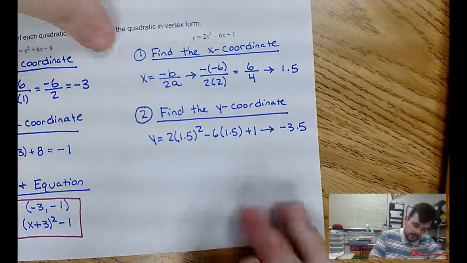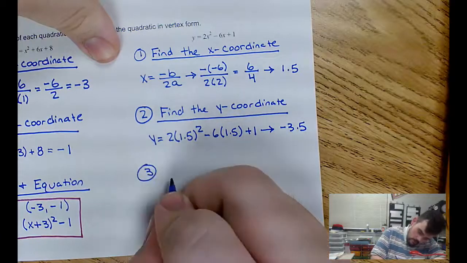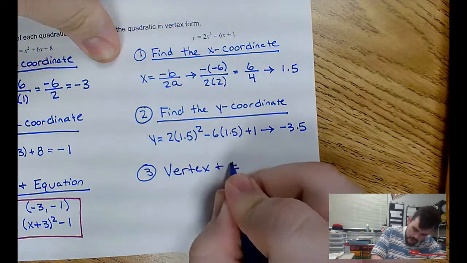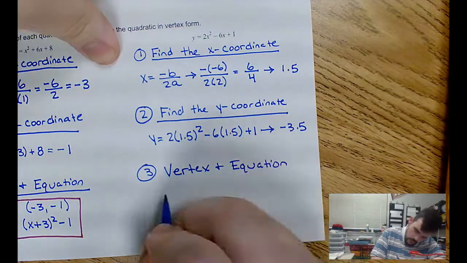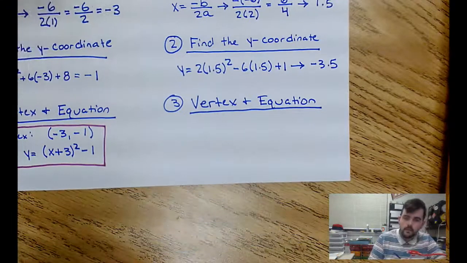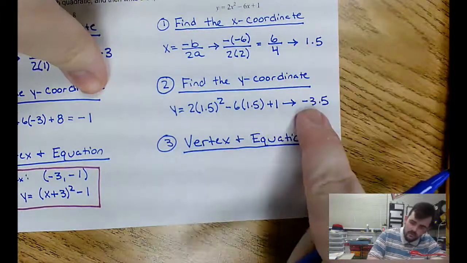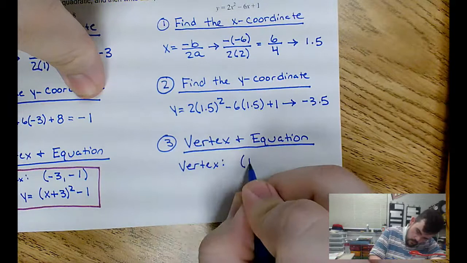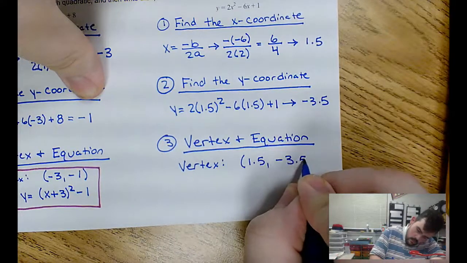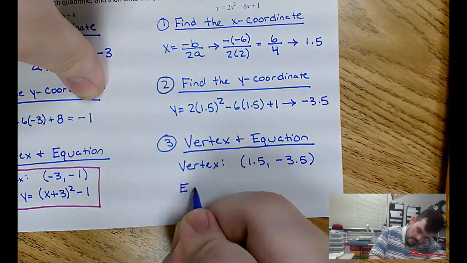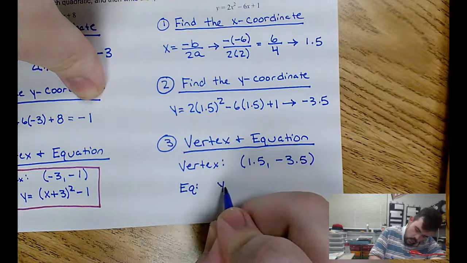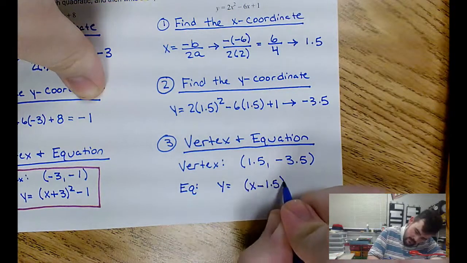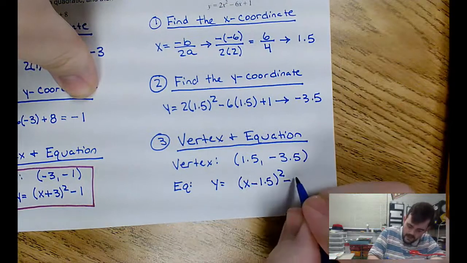Okay? So step 3, almost done here, is to report the vertex and the equation. The vertex is 1.5, negative 3.5. And the equation of the function is y equals x minus 1.5 squared minus 3.5.